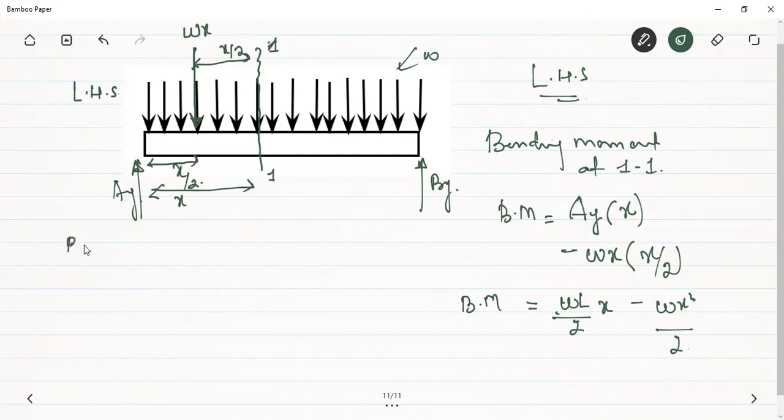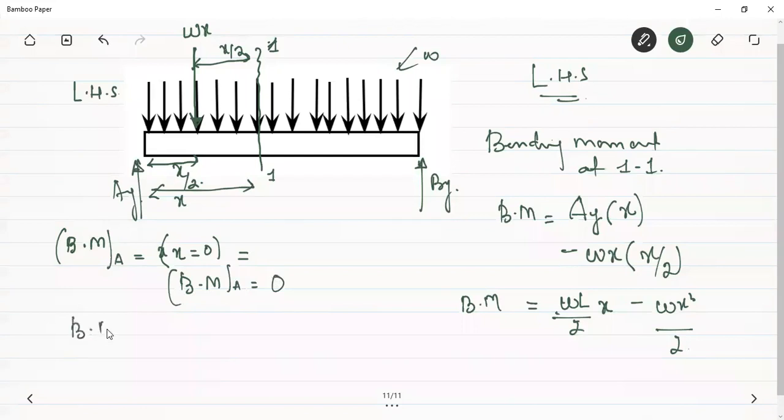So find the bending moment at A. Bending moment at A. For that, we have to put what? X is equal to what? Which means x is equal to, because I'm measuring x from A, x is equal to 0. Therefore, bending moment at A will be equal to what? 0.